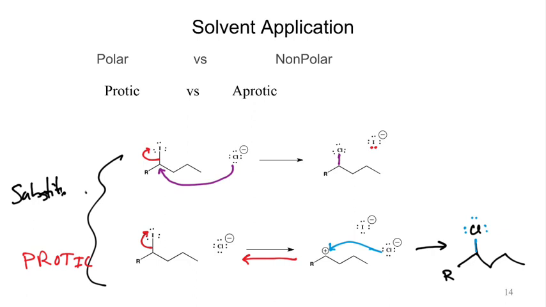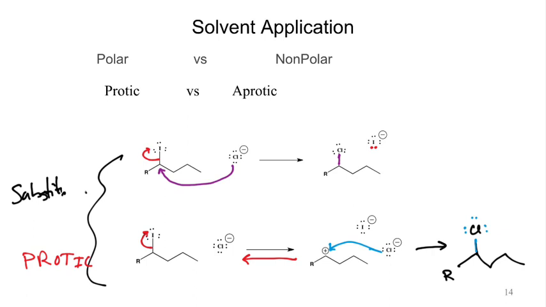And if I use a protic solvent, that protic solvent has that large difference in electronegativity between the hydrogen and our oxygen, nitrogen, or fluorine. That oxygen, nitrogen, or fluorine is very, very, very negative. What can that negative do? It can sit near that positive, allowing it to exist for a little bit.